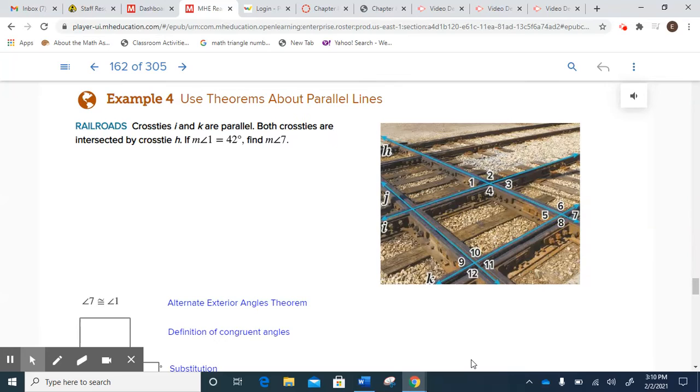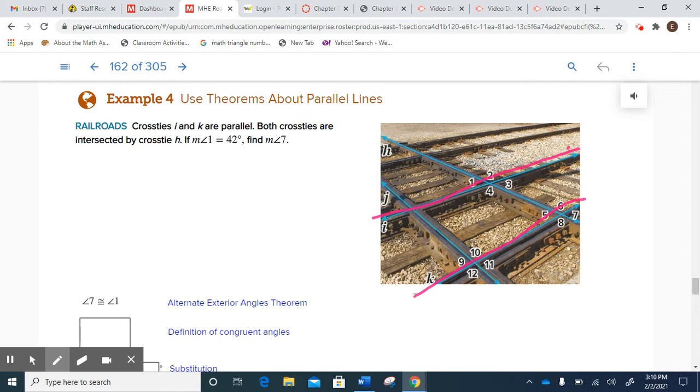All right, we have an example here with two parallel lines and a transversal. So I'm going to go ahead and indicate the parallels. It says I and K are parallel, so this one and this one create parallel lines. So I'm going to have a lot of matching angles on this one. I'm going to go ahead and fill in the information that they have.